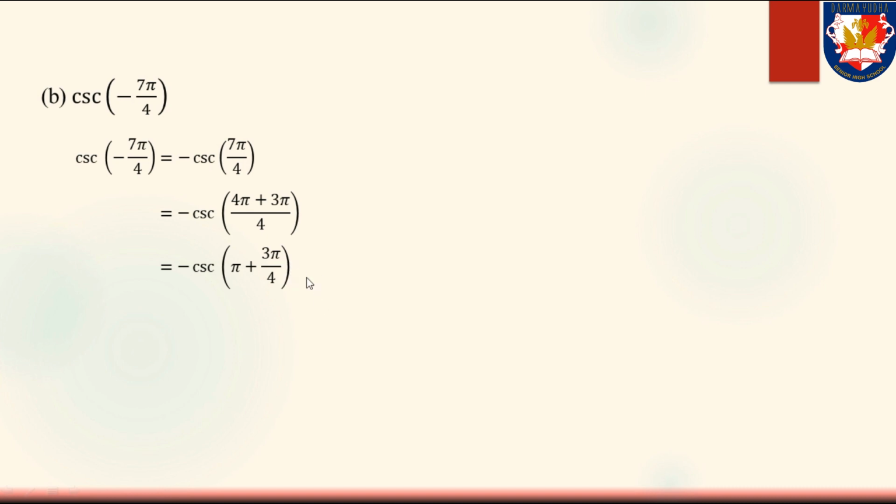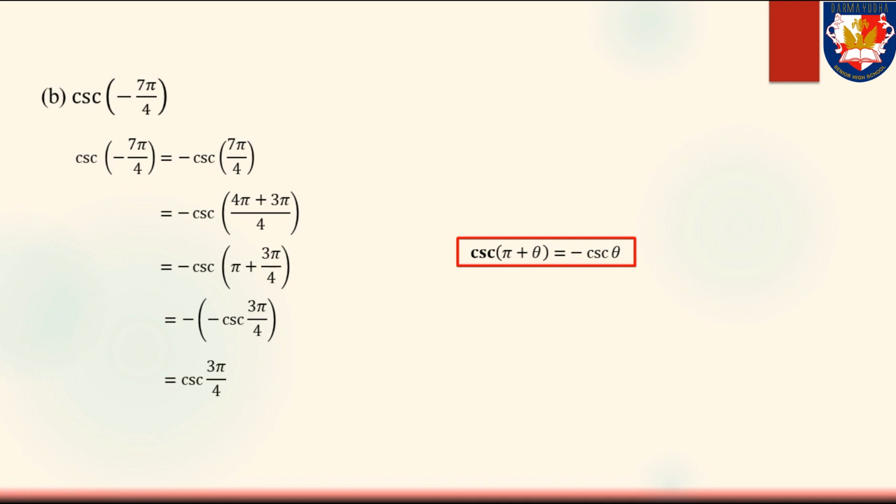π plus 3π/4 is in the third quadrant. So in the third quadrant, we have cosecant of π plus θ equals negative cosecant θ, giving negative times negative cosecant 3π/4. From here, we have that cosecant 3π/4 equals square root of 2.